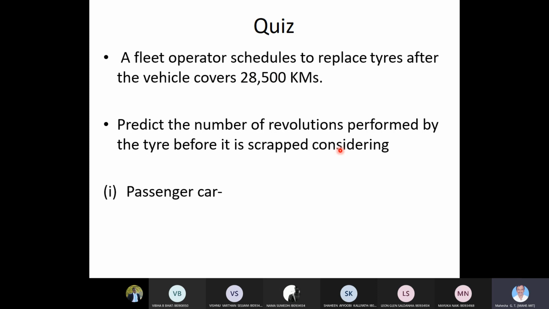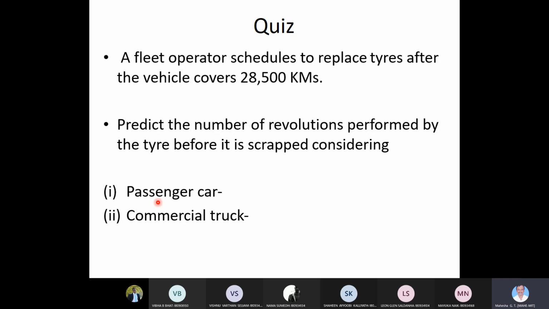In the first case, consider it a passenger car whose tires are to be replaced after it has clocked 28,500 kilometers. In the second case, consider it a commercial truck. Two examples we are taking. So just think what you are supposed to do here.